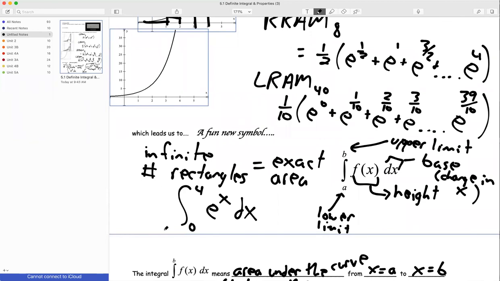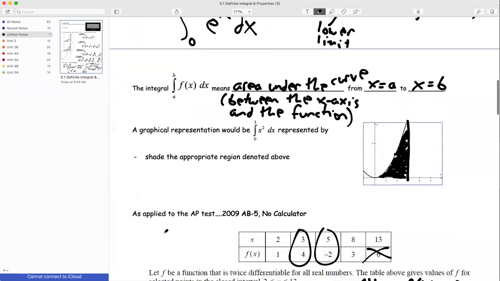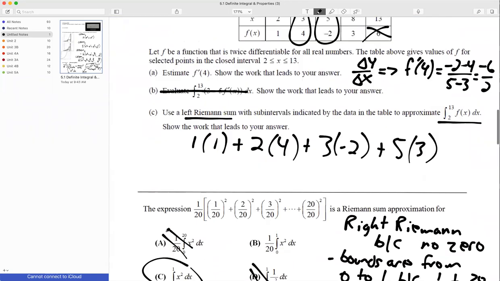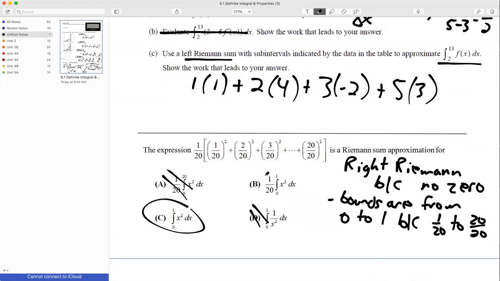The 1 over 20 out front here is just a distractor. This is not correct. This is just telling you how many rectangles there are, and it's the width of each of the rectangles. So this is the correct answer. Is there ever going to be a number in front of that?